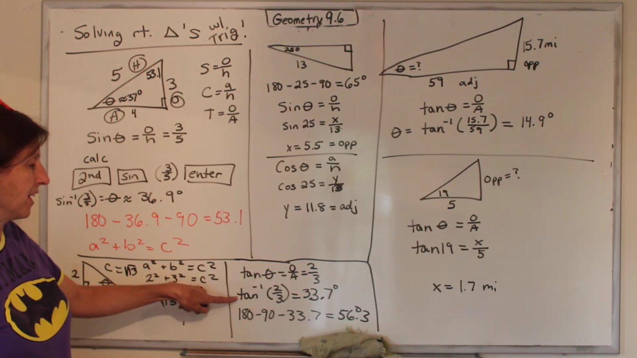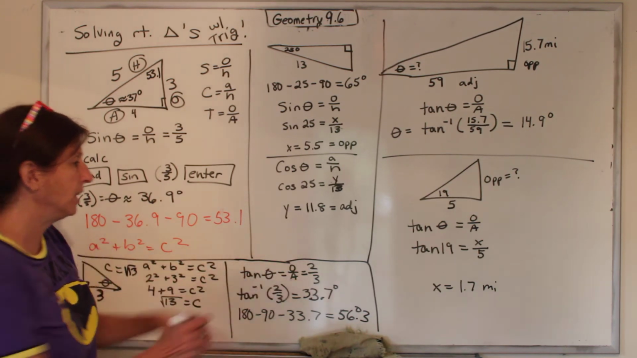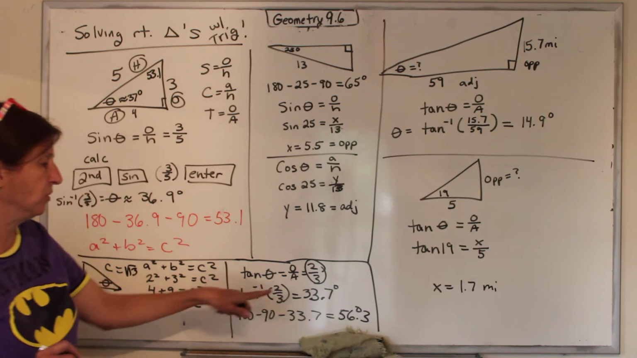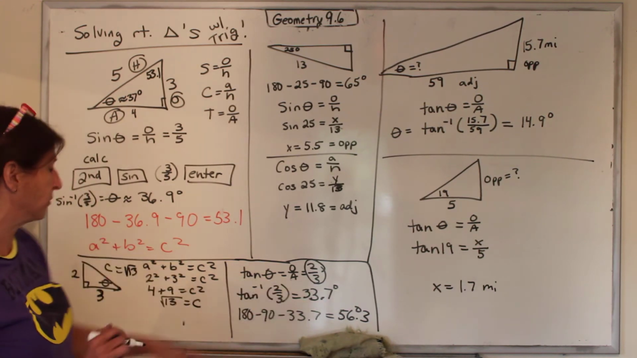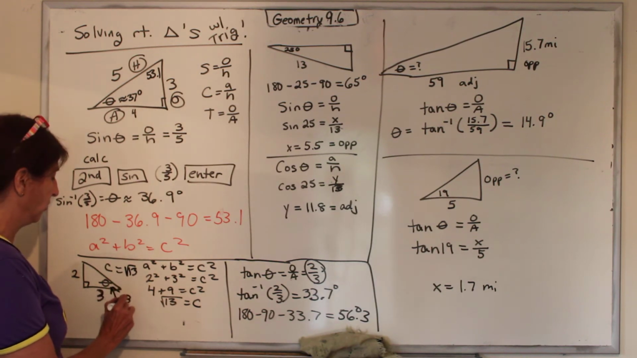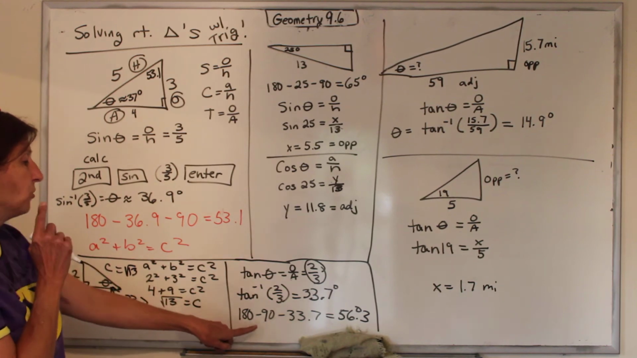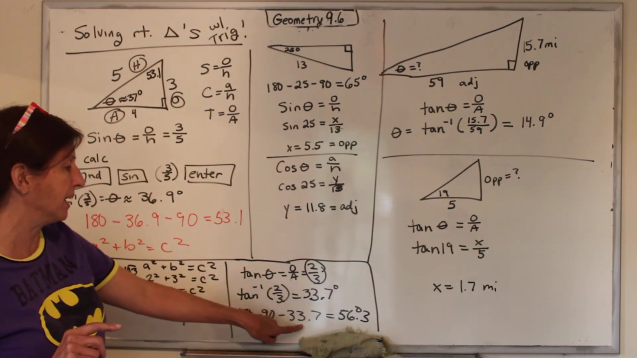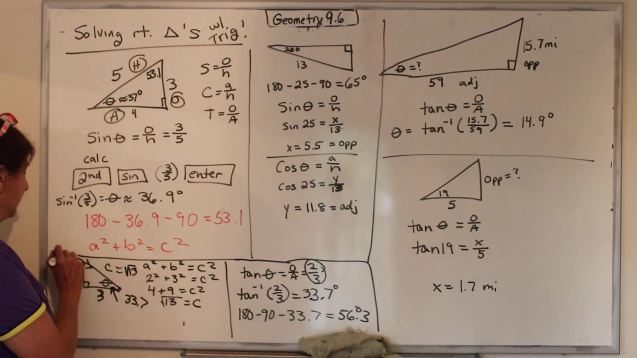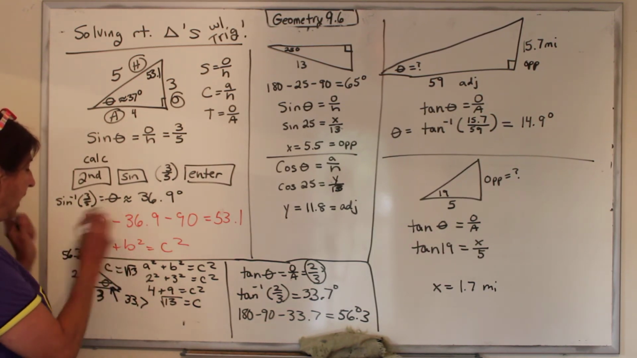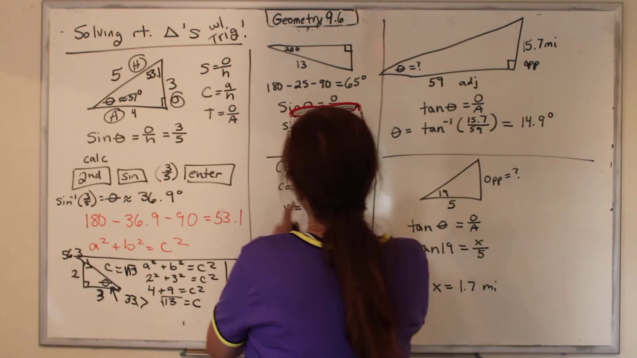We're going to put it in our calculator. Second tan, get that negative 1 up there, and put this fraction in there. 2 divided by 3, enter, and we find out that theta is 33.7. Now, to get our third angle, we can use 180 minus 90 minus 33.7, and we find out our third angle is 56.3, and we have solved the triangle. Yay, go us. All right, here's another one.